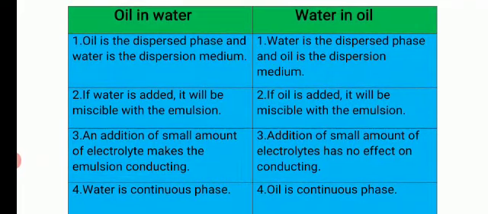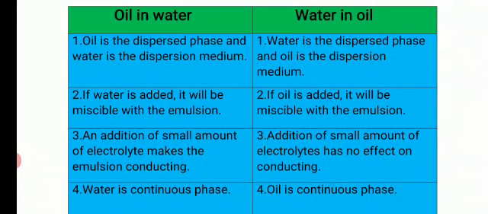The third, for oil in water, the addition of a small amount of electrolyte makes the emulsion conducting. If you have an emulsion of oil in water and you add a small amount of electrolyte, which contains positive and negative charged species, correct? Then that emulsion starts conducting electricity.